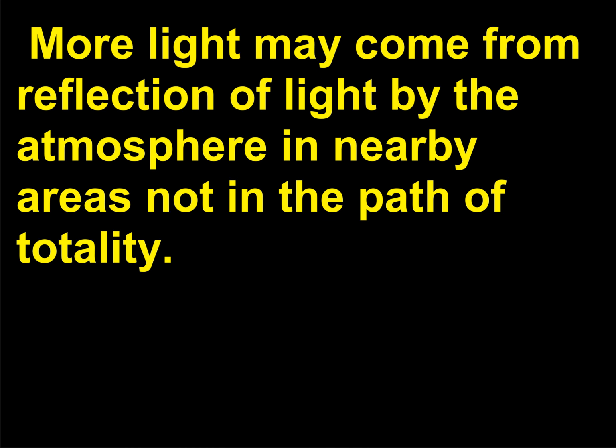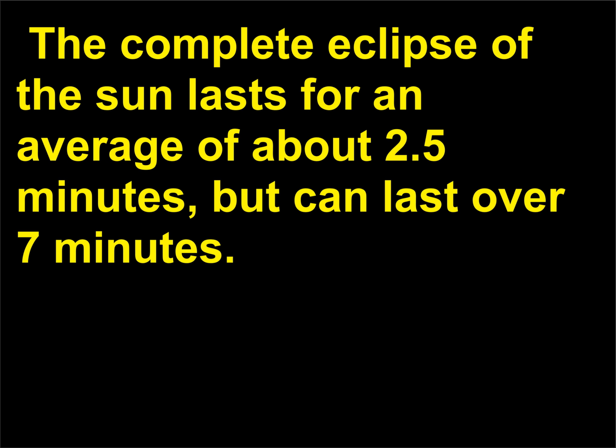More light may come from reflection of light by the atmosphere in nearby areas not in the path of totality. The complete eclipse of the Sun lasts for an average of about 2.5 minutes, but can last over 7 minutes.